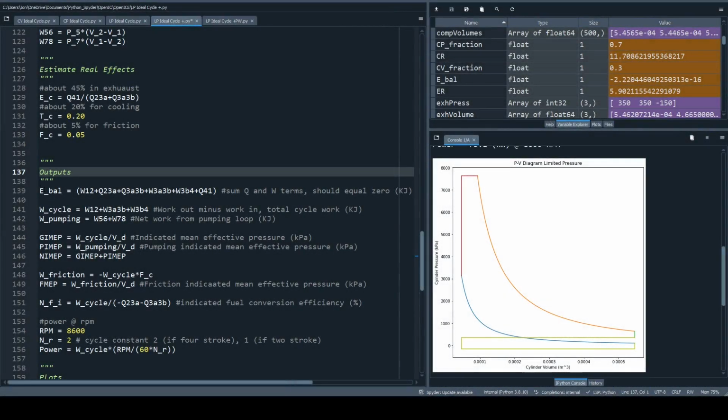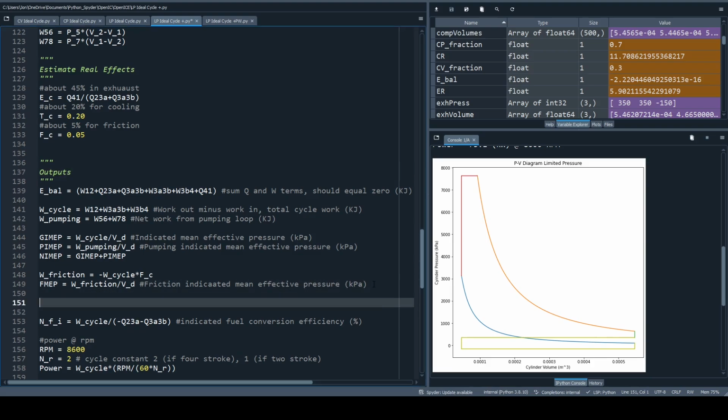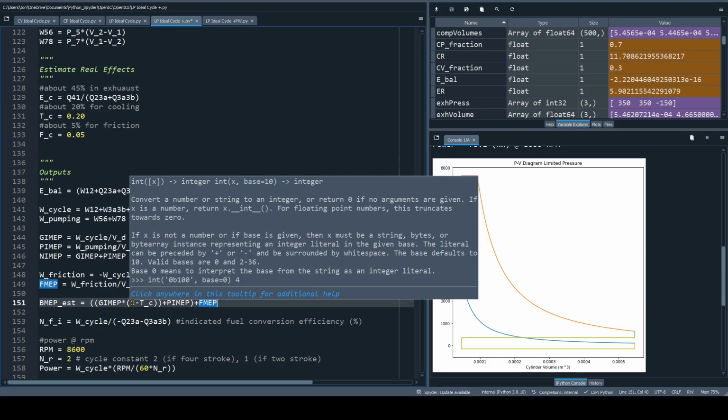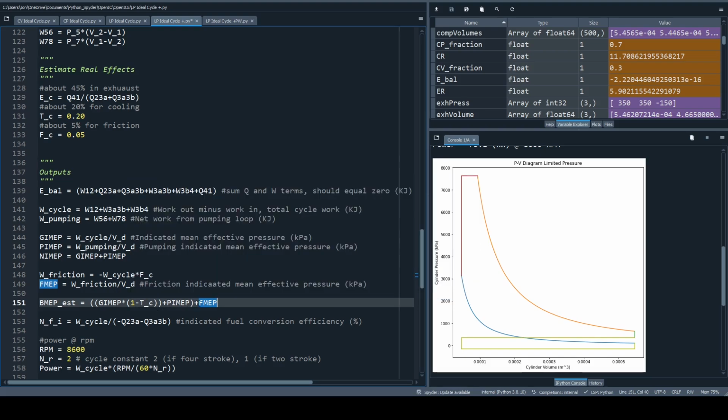Alright, so we have all the puzzle pieces here to actually estimate our brake mean effective pressure, and here's the code. We went over this before, but again, it's gross indicated, factored with temperature effects. You take the pumping work out, and then you take the friction mean effective pressure out.